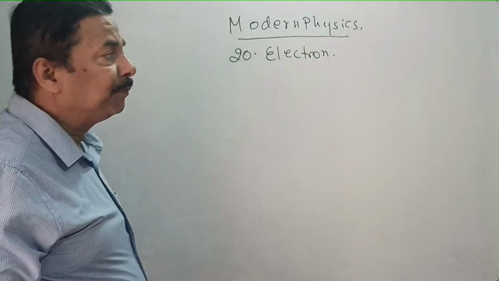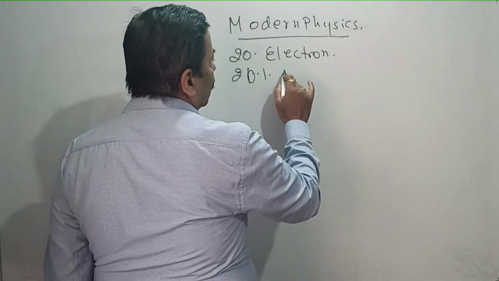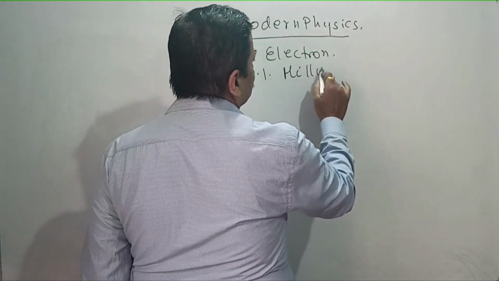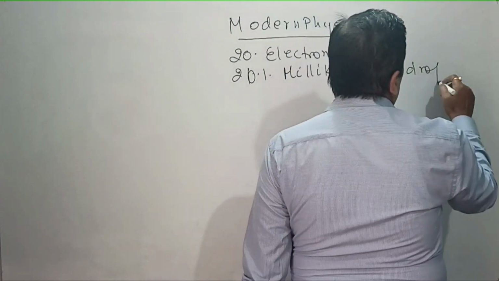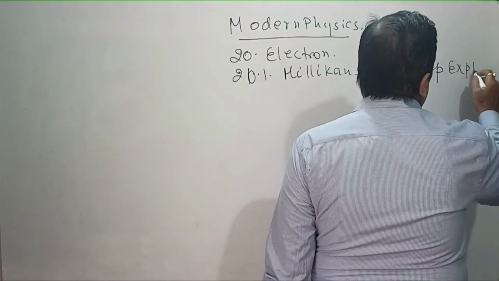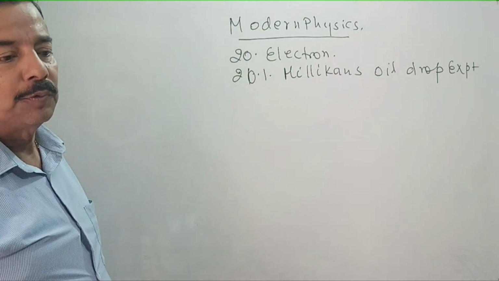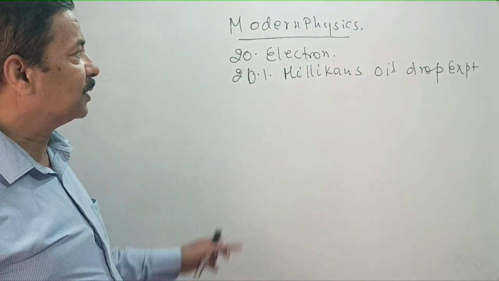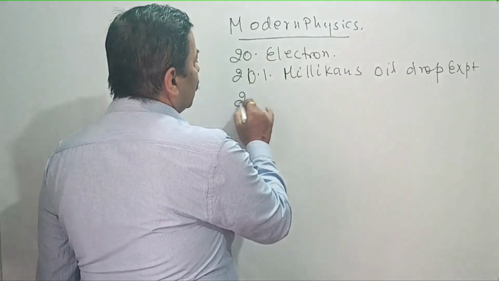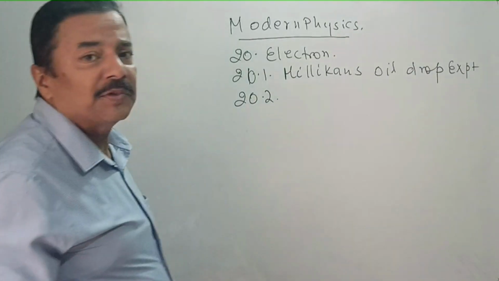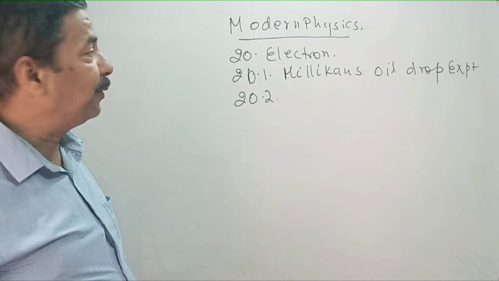In this chapter on the electron, the first topic is Millikan's oil drop experiment, which is used to find the charge on the oil drop. This is the first experiment, the first topic. And second is the motion of charge particle in an electric field and magnetic field.